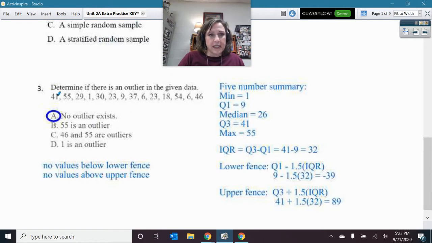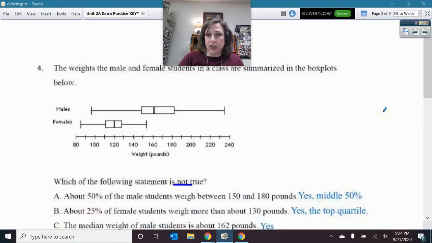So I put all of these into my calculator list one, and I computed that 5-number summary so that I could get the IQR and then the fences. And then I went and evaluated. There were no values below the lower fence or above the upper fence, so there were no outliers. Okay, you have to do that specific computing. You can't just gauge it by looking at it.